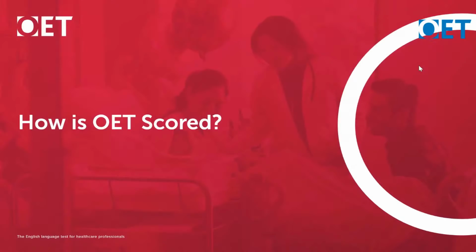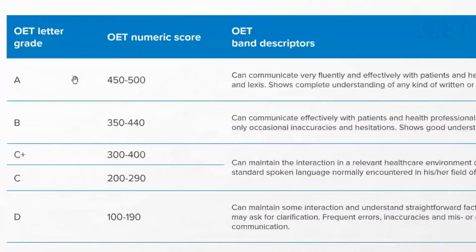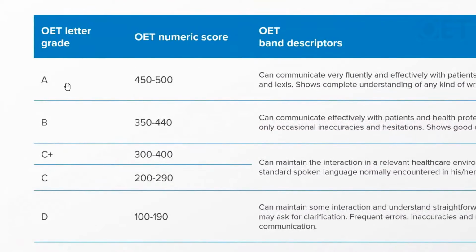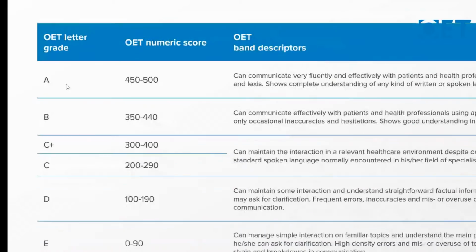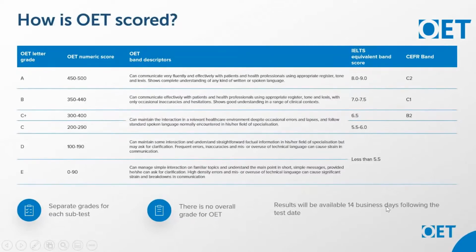So let's talk now about scoring OET. And there's a lot of information on the website about scoring, but some of it could be a little confusing or feel complicated, and it really is quite simple and straightforward. So let's look at it together. Now, the highest score in OET that you can get is a letter grade A, which corresponds to a numeric score between 450 and 500. But most candidates are aiming for a B grade, which is between 350 and 450 as a numeric score.